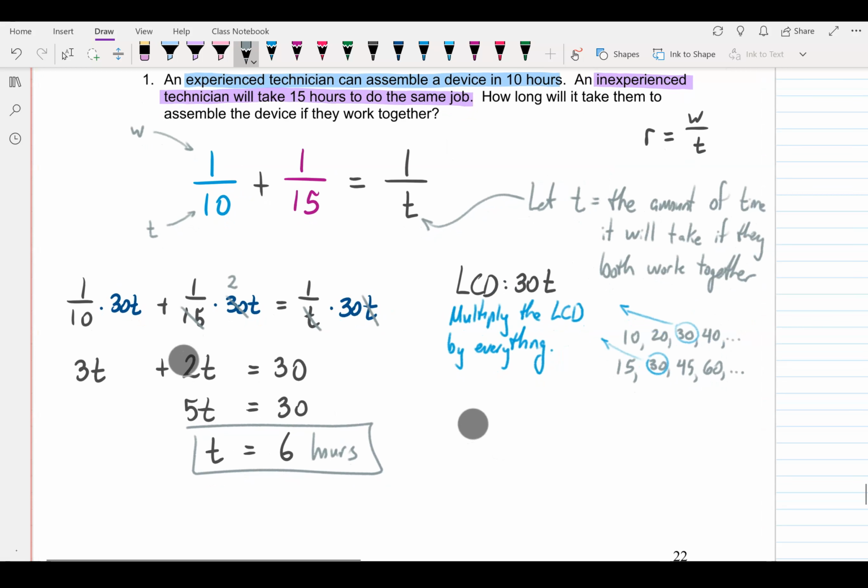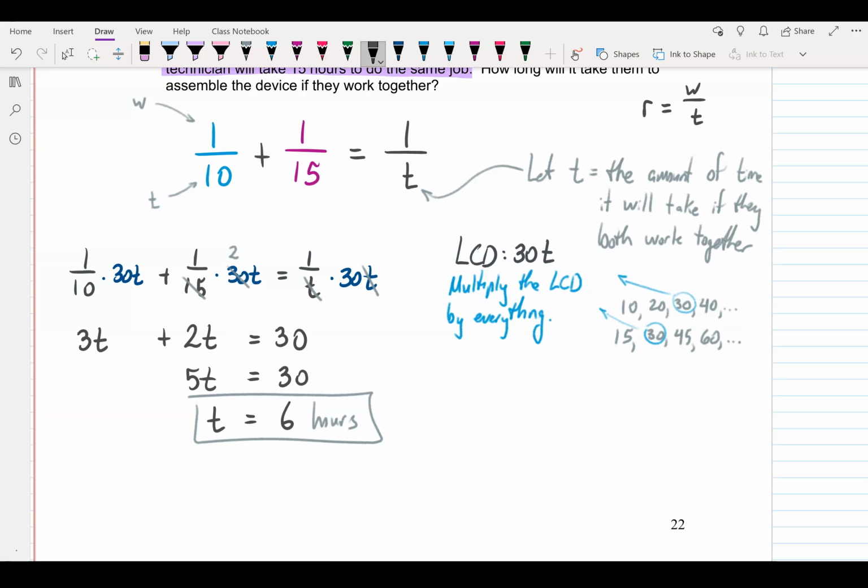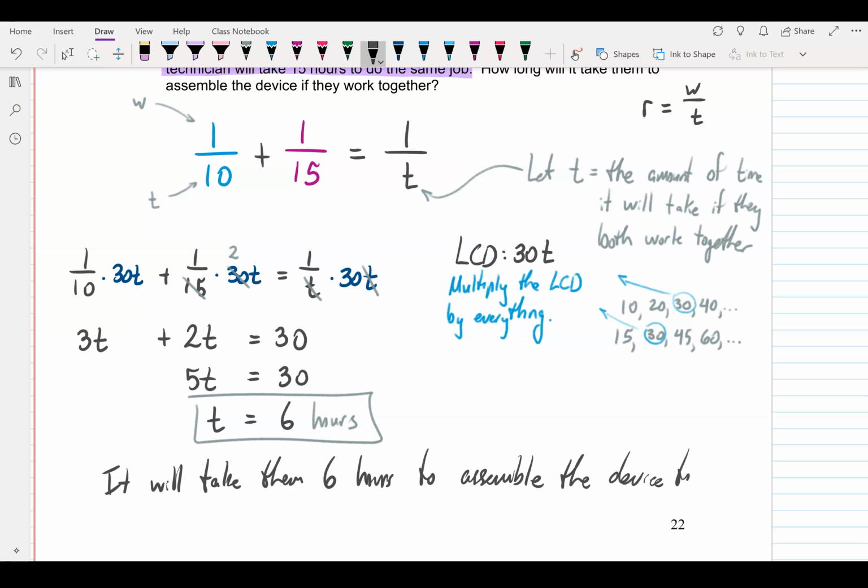So what did we solve for? Let's remind ourselves. How long will it take them to assemble the device if they work together? Well, if the experienced guy can do it in 10 hours, and the inexperienced guy, or woman of course, can take 15 hours to do it, if they work together they're going to take 6 hours, which is less than both of them, which is nice. So I'll just finish the sentence here. So it'll take them 6 hours to assemble the device together, working together.